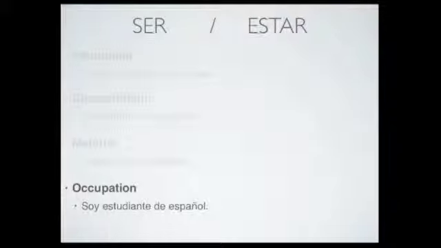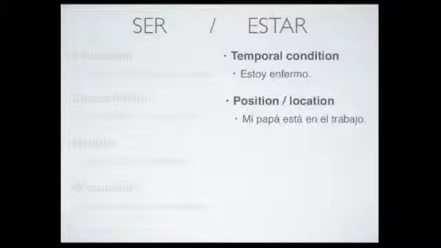On the other hand, we use estar when we talk about something like a temporal condition. In this case, we can say estoy enfermo. Also, we use it when we talk about position or location. For example, mi papá está en el trabajo. And finally, we use estar when we talk about actions. For example, mis hijos están durmiendo.